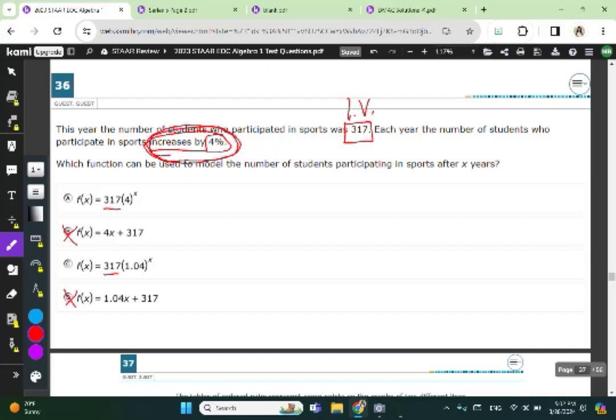Where students always mess up is the increase or decrease. Remember, when they give us a percent, you need to convert it to your factor. You need to convert it to the number that goes in the parentheses, which is 1 plus the rate. 4% as a decimal is 0.04. Now it does say we're increasing, so that's why we're adding instead of subtracting. That gives us 1.04, and that should be the number inside of the parentheses. So your answer is C.